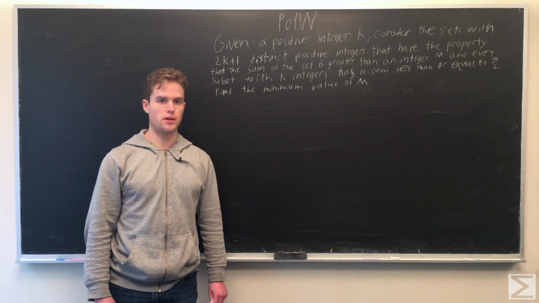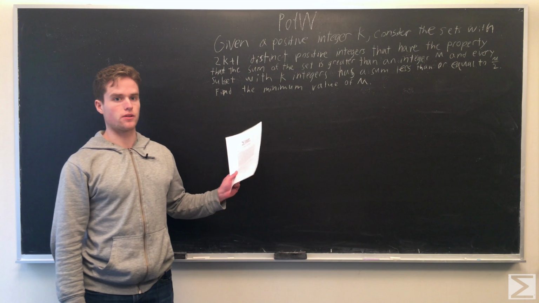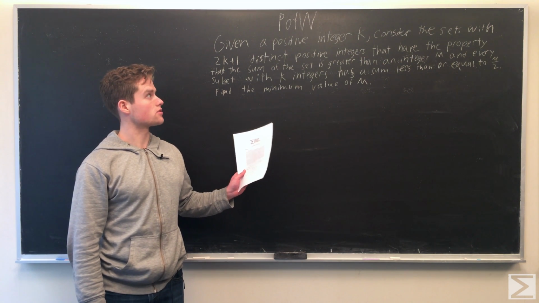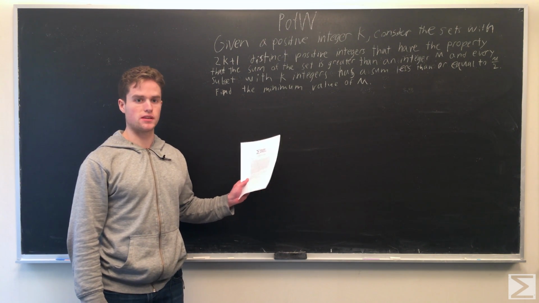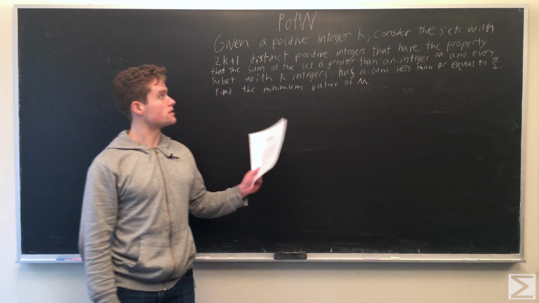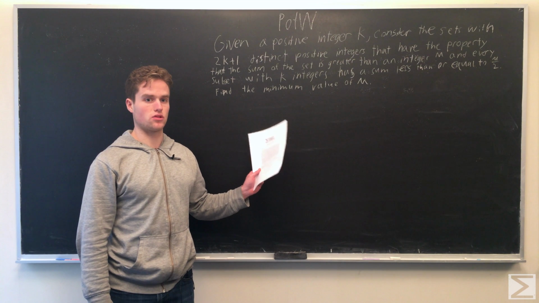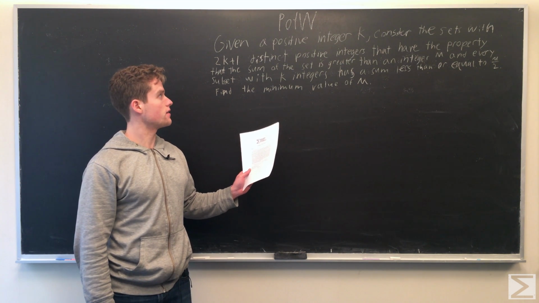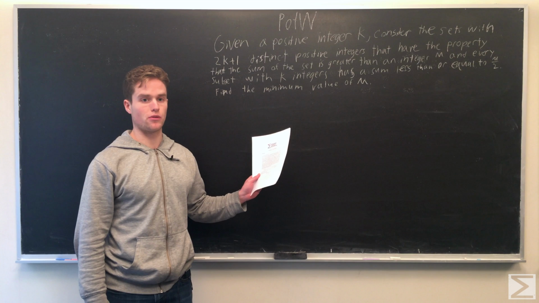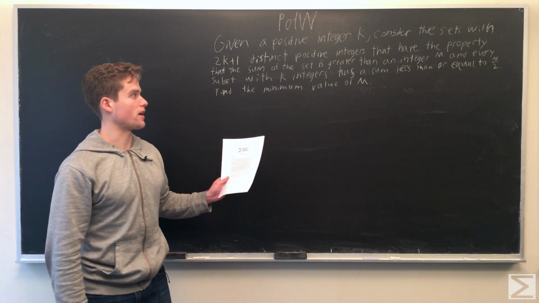For this week's problem of the week, we are given a positive integer k, and we consider sets with 2k plus 1 distinct integers. And these sets have the property that the total sum of the set is greater than an integer m, and every subset of k integers has a sum less than or equal to m over 2, and we want to find the minimum value of m.